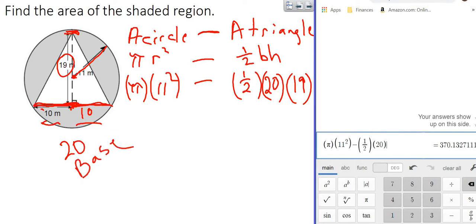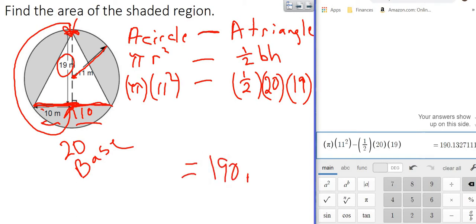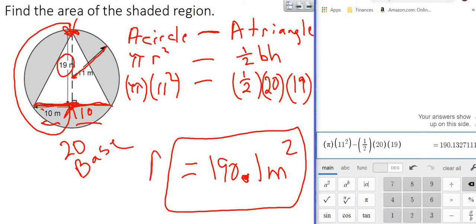Okay. And then I'm going to multiply by my height, which is also given to me. I just had to know where to look. It was from here to there. Sorry, that was a little messy. I shouldn't have done it that way, but 19 was my height. And that gives me a total of 190.1 meters squared. And that is the area of my shaded region. I just put an SR there.